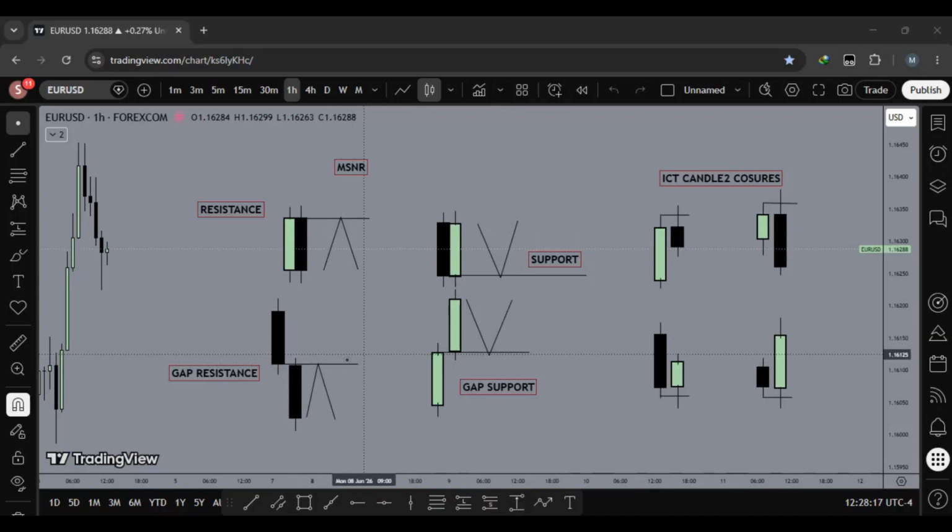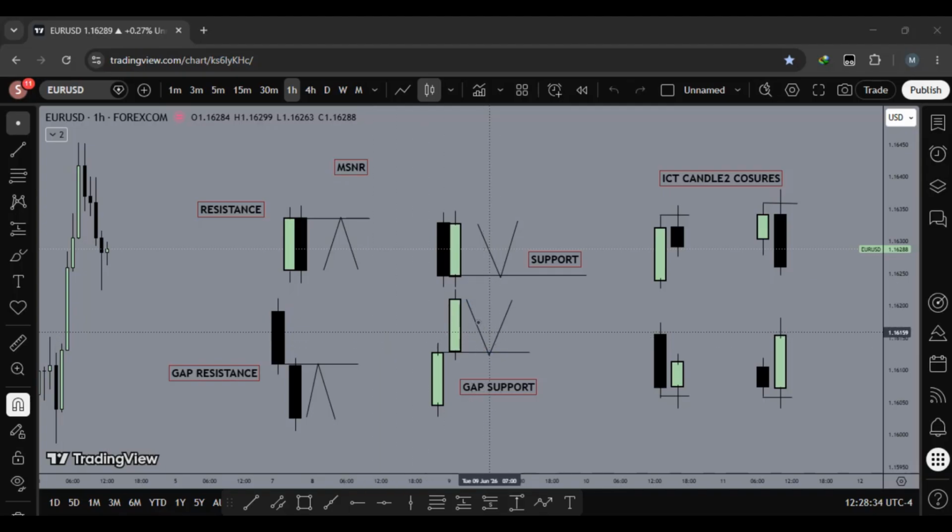Now, this support and resistance can only be used twice. Okay, it can only be used twice. I will explain that when we get into this. It can be touched several times, but it can only be used twice.